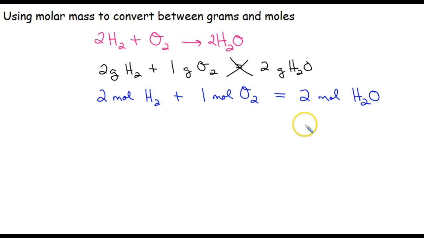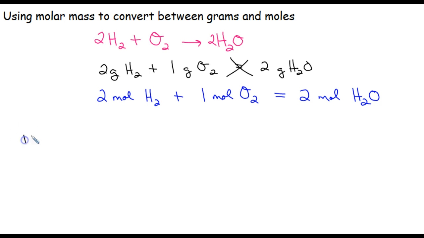And if you look at it, that's 4 moles of hydrogen atoms, which is what you have right here, and 2 moles of oxygen atoms, which is the same thing as this. So that's why it's so important that we are able to use grams and moles. So we're going to do a couple of examples where we convert between grams and moles.